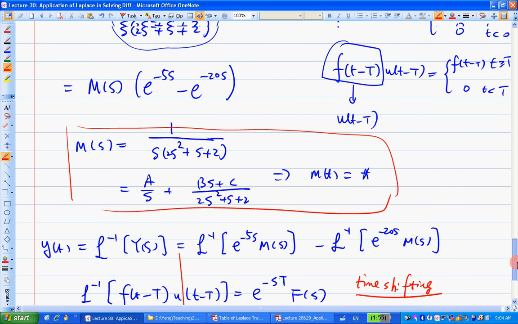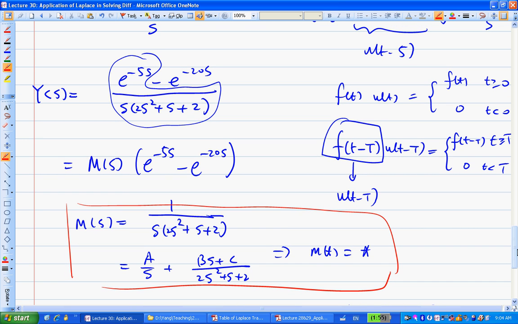So how do I know whether my system has a delay or not? Usually, when you look at the transfer function, if there is an e to the power of negative something times s, that basically means there's a delay in the system output. You look at this Y(s), this is the output here, and Y(s) contains e to the power of negative something s. So that means there is a delay in the output.